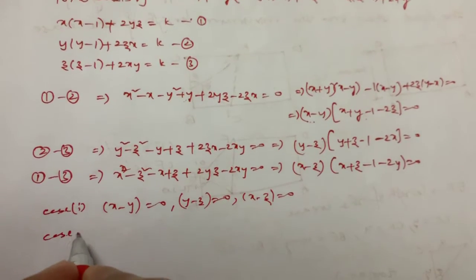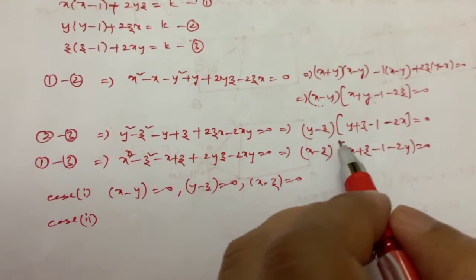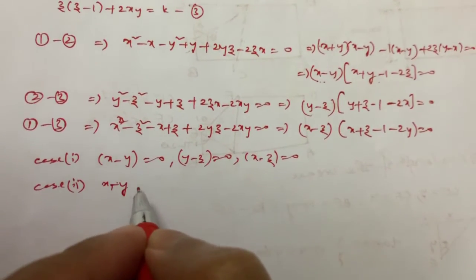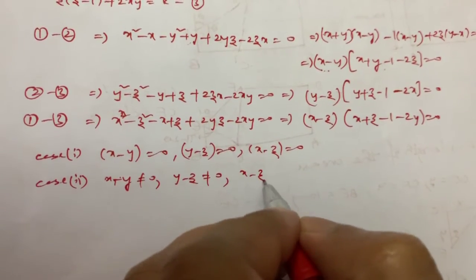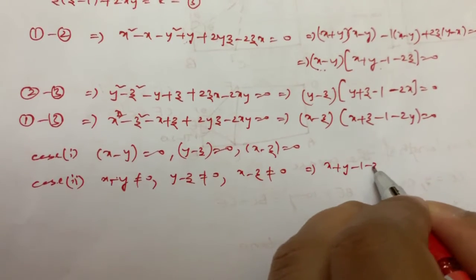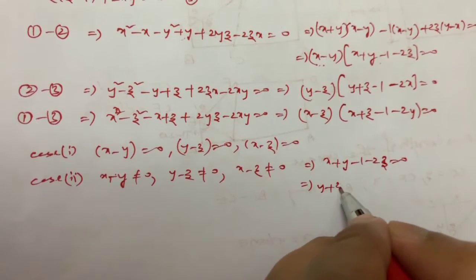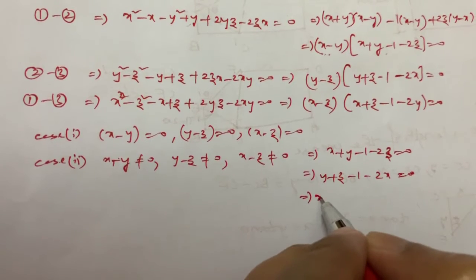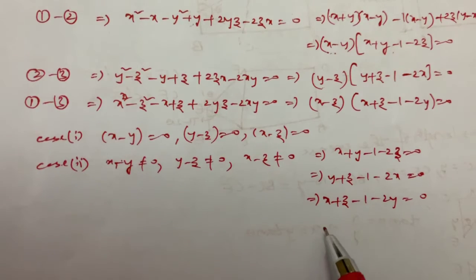Case 2: none of them are zero. So x − y is not equal to 0, y − z is not equal to 0, x − z is not equal to 0. Then what we are left with is x + y − 1 − 2z equal to 0, y + z − 1 − 2x equal to 0, and x + z − 1 − 2y equal to 0. So these are the three equations which we have.